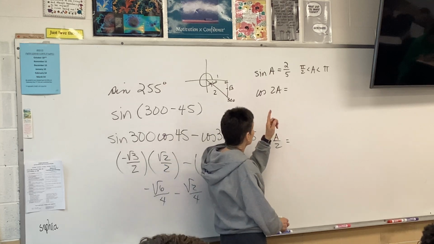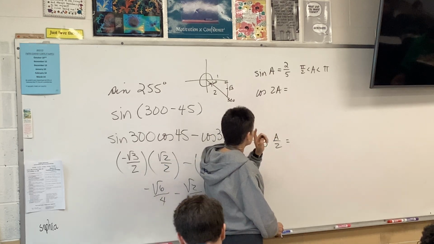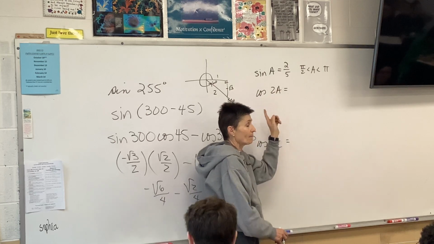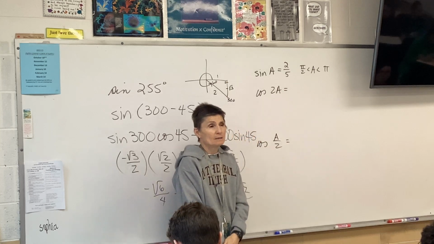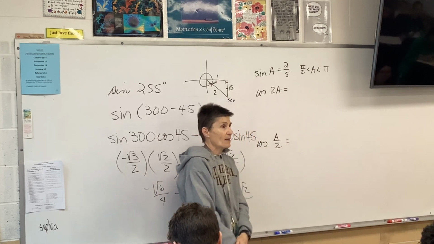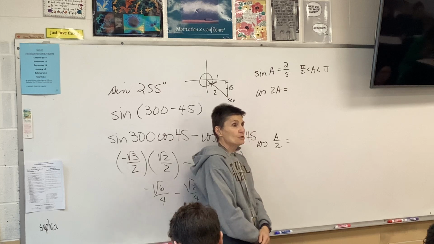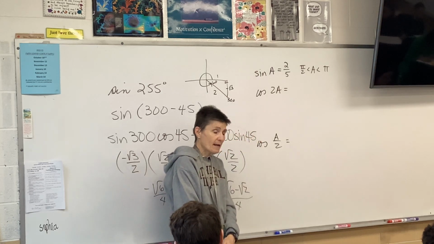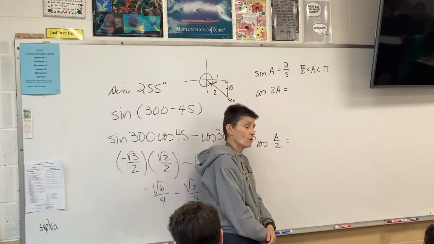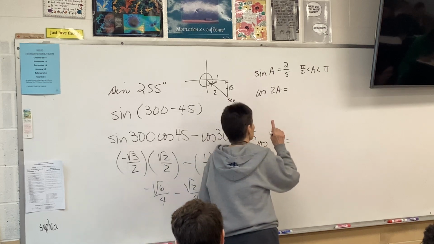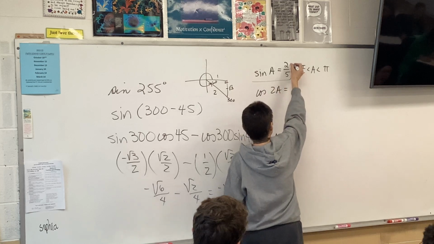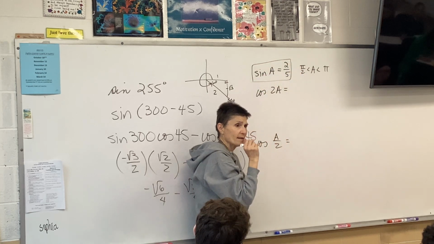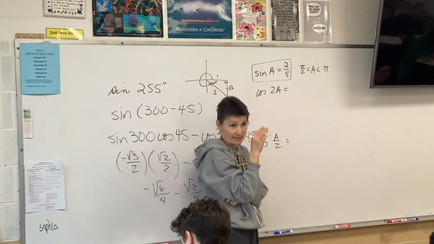Now, what is kind of special about cosine 2A? What's special about that one? You can write it in different ways. And any of the ways will work. Any of the ways are correct. They're all correct. But given this right here, which way would probably be easiest for me?